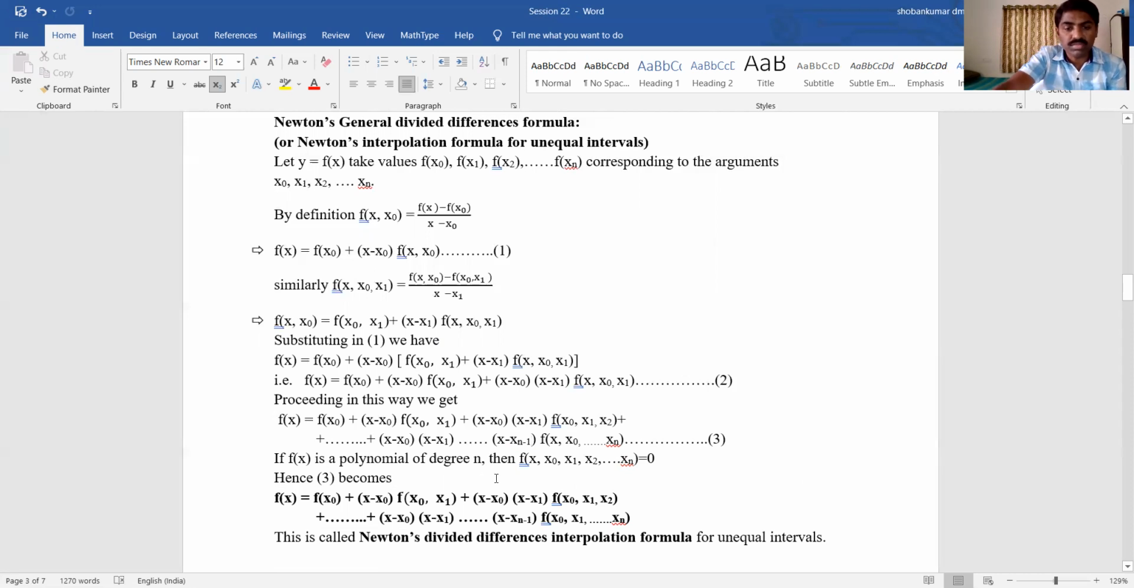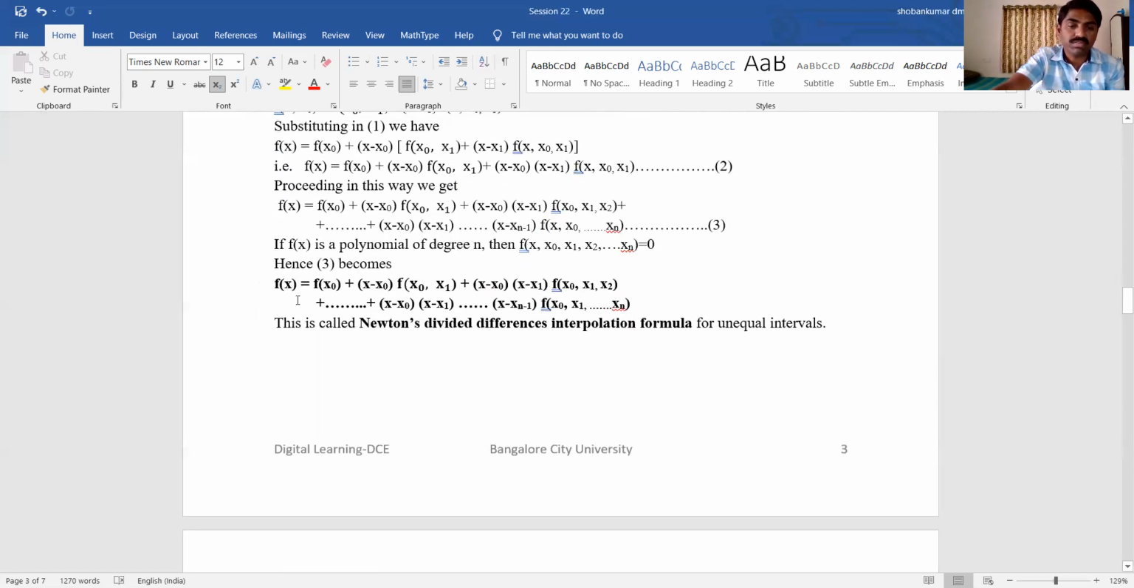If f of x is a polynomial of degree n, then f of x, x0, x1, x2, and so on xn is equal to 0. Hence 3 becomes f of x is equal to f of x0 plus x minus x0 into f of x0 x1 plus x minus x0 x minus x1 into f of x0 x1 x2 plus and so on, x minus x0 x minus x1 and so on x minus xn minus 1 into f of x0 x1 x2 and so on xn. This is called Newton's divided difference interpolation formula, or Newton's interpolation formula for unequal intervals.